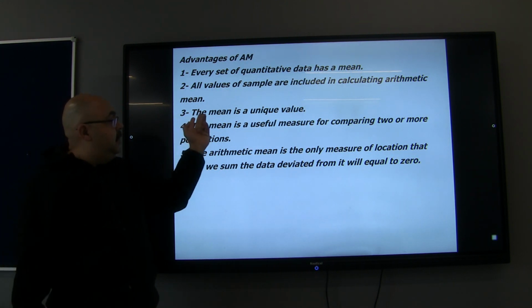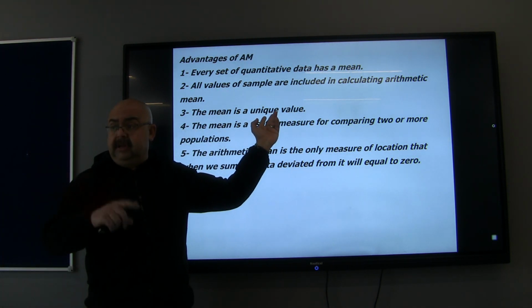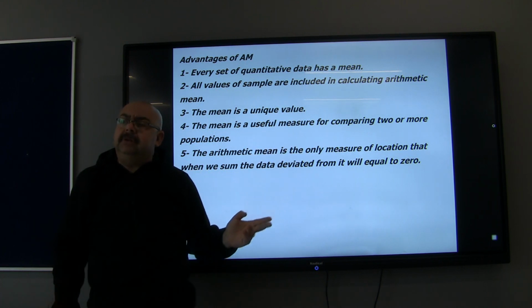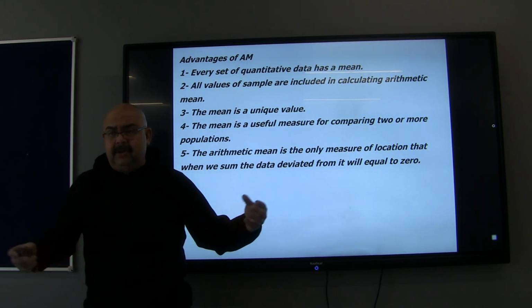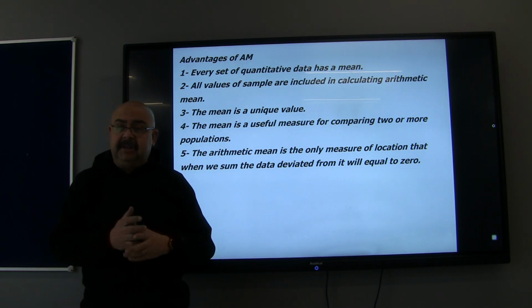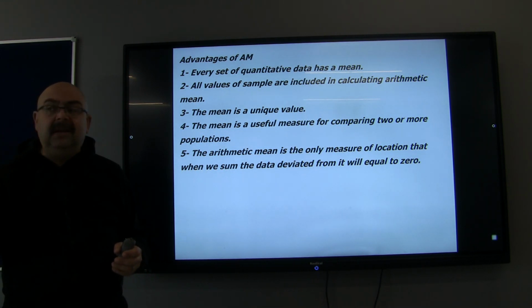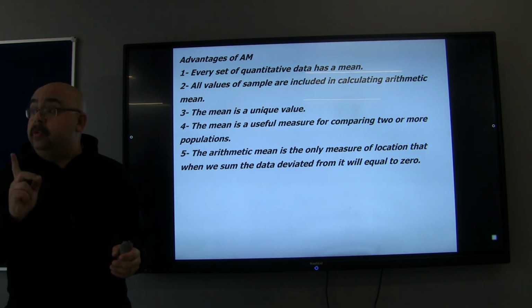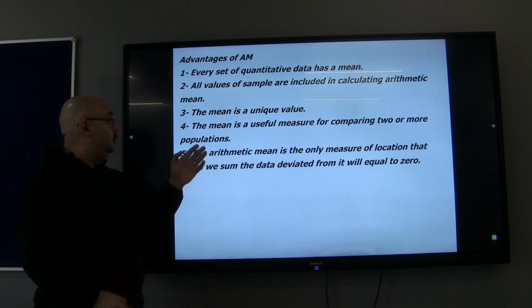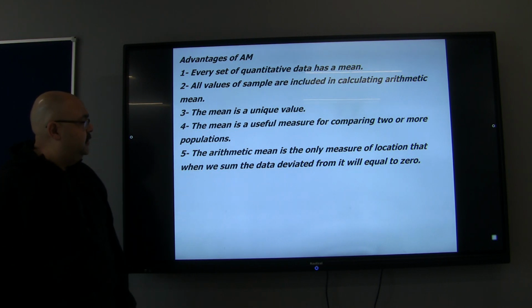Number three, the mean is a unique value, also like the mid-range. What do we mean by unique value? If you have a bunch of data, their arithmetic mean will be just one number. Exactly like the mid-range. You will understand this more once we go through the mode. So that's considered an advantage for the arithmetic mean.